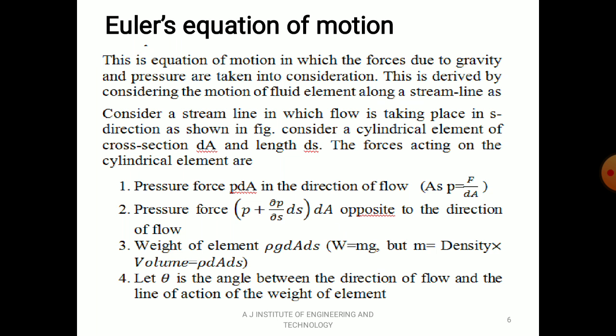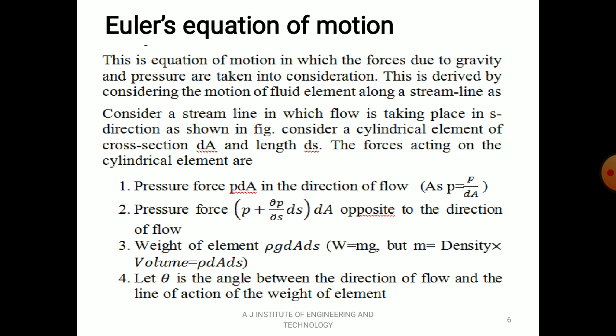Then Euler's equation of motion. This is the equation of motion in which the forces due to gravity and pressure are taken into consideration. Here we are considering force due to gravity and force due to pressure, so these are two forces out of the 5 forces. This is derived by considering the motion of a fluid element along a streamline.